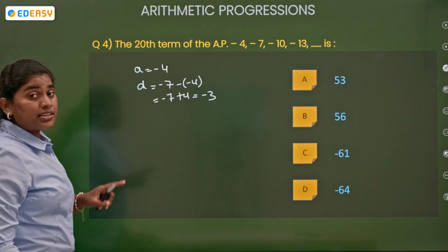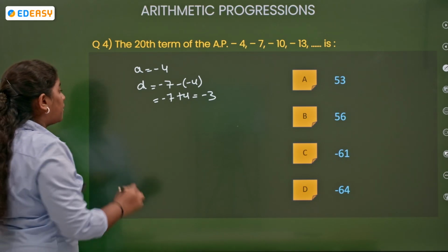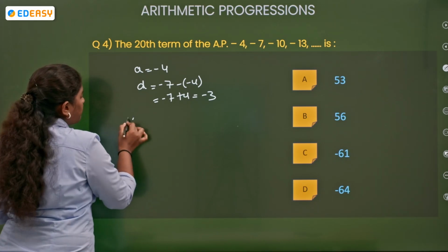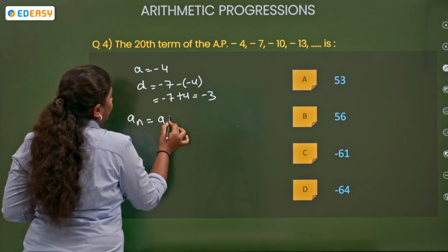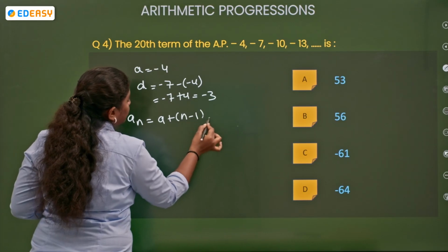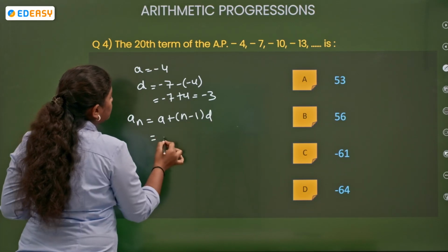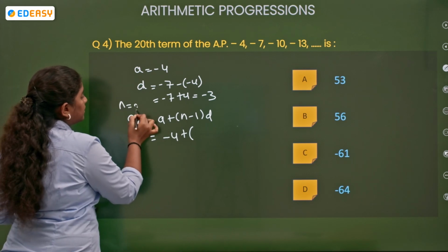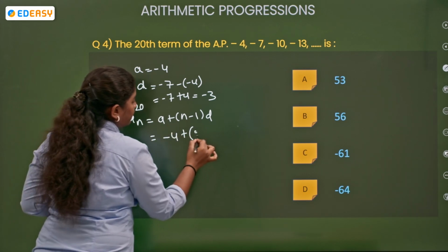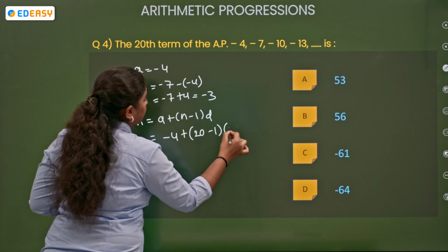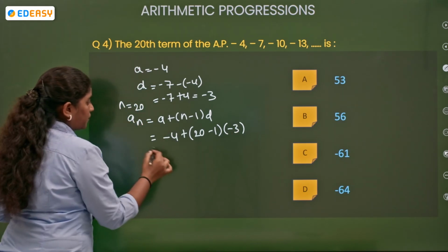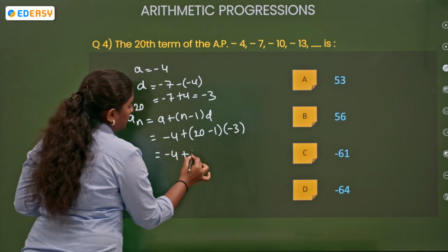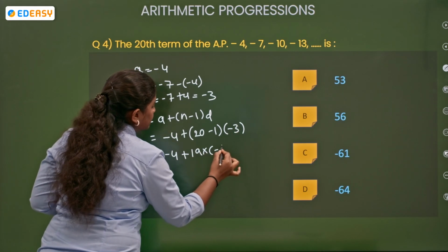They are asking us to find the 20th term. Now apply your nth term formula. An equals a plus (n minus 1) into d. So a is minus 4, and n means the 20th, so n will become 20. So 20 minus 1, into the difference, which is minus 3. Now minus 4 plus 19 into minus 3.